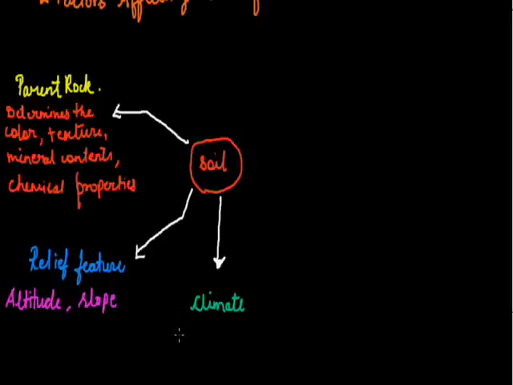Now if there is a region where there is a lot of rainfall, then the soil will be subject to a lot of weathering and it will usually be very clayey, बहुत चिकनी मिट्टी होगी उस region में. But if there is a region with very high temperature and very low rainfall, then in that region we'll usually find sandy soil. We can take the example of Rajasthan.